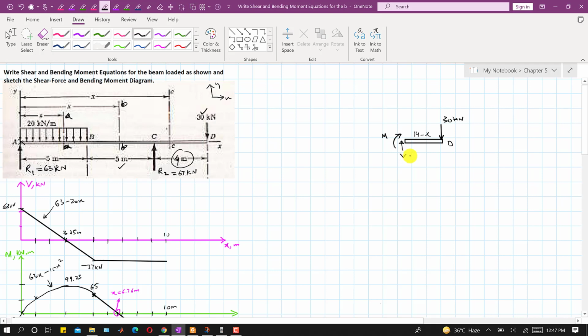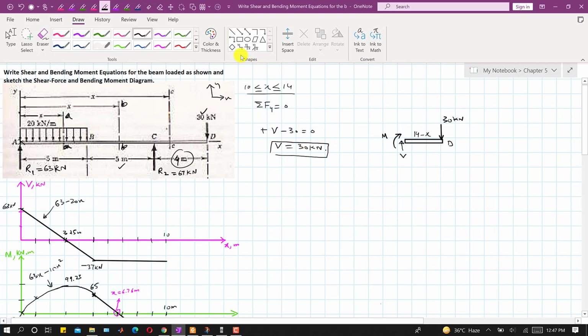So this is V. Now if we apply the summation of forces along y equals to 0, this is the positive convention. So we will write plus V minus 30 equals 0. So we can say that this V is equal to 30 kilonewton. This means that from x equals to 10 meters until x equals to 14 meters, this V will remain constant and it will have a plus 30 kilonewton value.